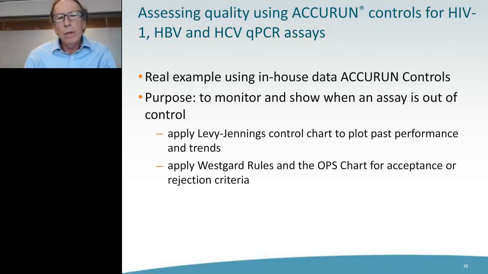So then, after doing that mathematics and getting to your method decision chart, you need to assess your quality on a regular basis. So now we'll go back to how we use the ACCURUN controls for HIV-1, HBV, and HCV. And I'm going to show you some real examples using our in-house data. And again, the purpose is to monitor and show when an assay is out of control.